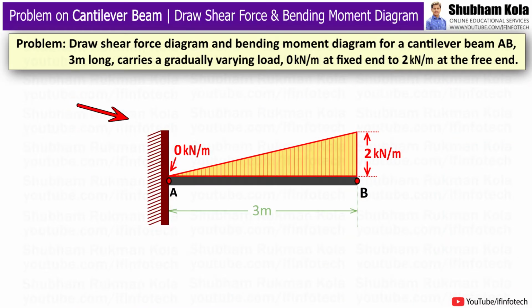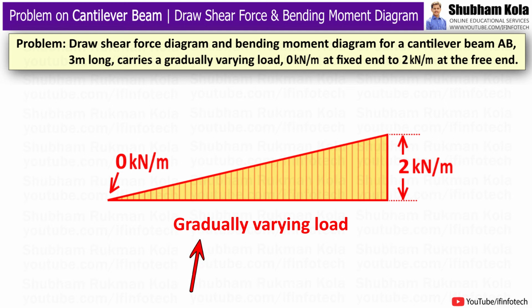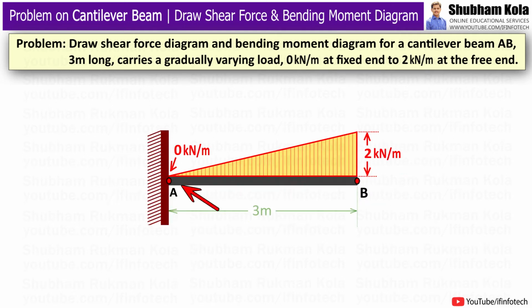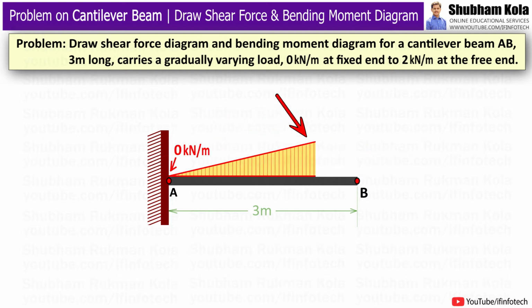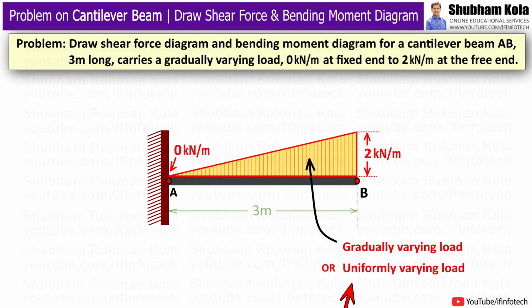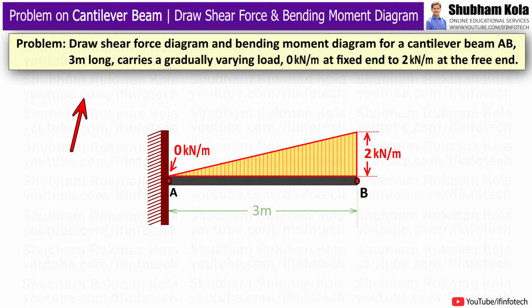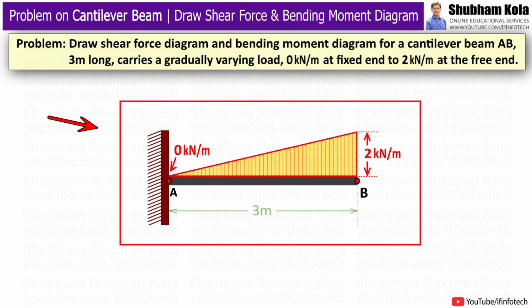In this video, we are going to learn how to draw shear force diagram and bending moment diagram for a cantilever beam subjected to gradually varying load as shown in figure. The gradually varying load is a type of load which starts with a load of zero intensity at one end and varies linearly to the other end of beam. The gradually varying load is also known as uniformly varying load or triangular load. So in today's lecture, we will solve a numerical problem based on this type of loading.